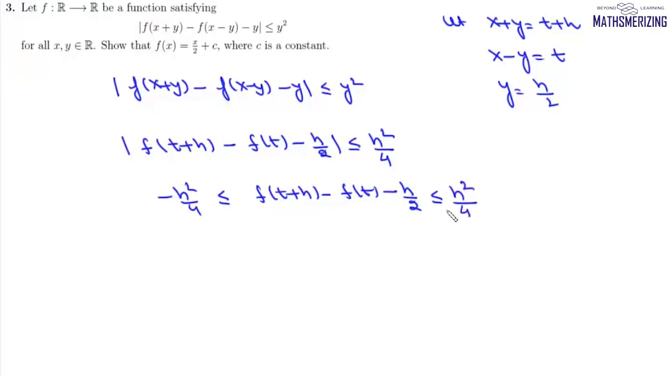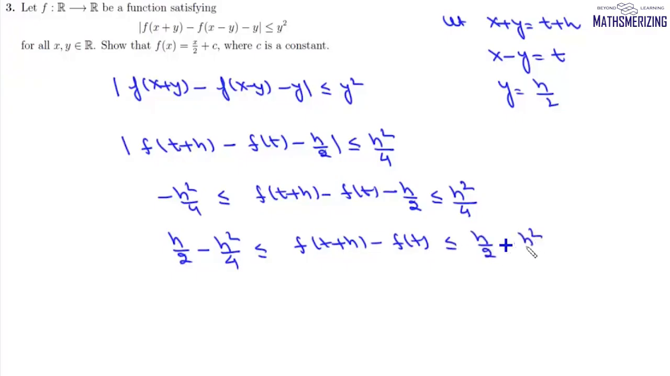Now we'll add h by 2. So we can add h by 2 minus h square by 4 will be less than f(t plus h) minus f(t), and that will be less than h by 2 plus h square by 4. Now we'll divide everything by h, and we'll take the limit h tends to 0.